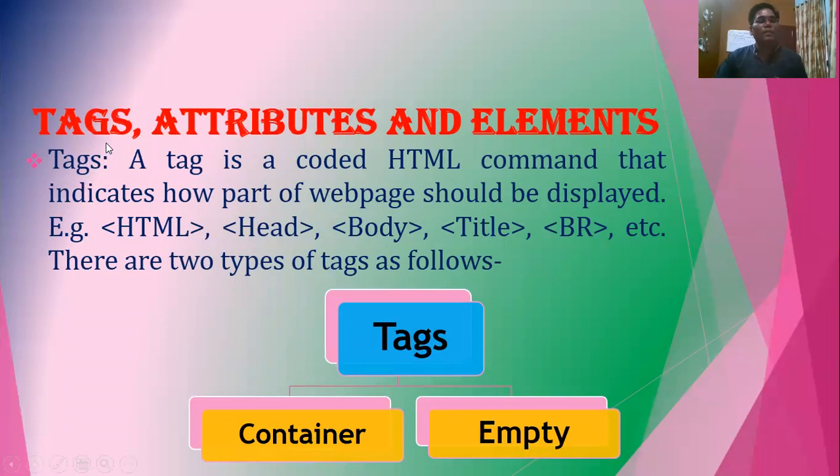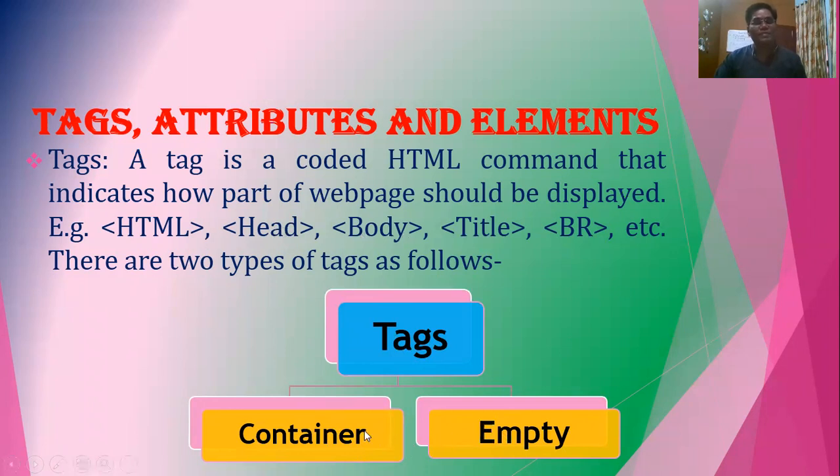Now we will learn about tags, attributes, and elements. First of all, we have to define tags. A tag is a coded HTML command that indicates how parts of a web page should be displayed. For example, these are examples of HTML tags: html, head, body, title, br, etc. There are two types of tags as follows. You can look at this smart art. Tags are of two kinds: container tag and empty tag.